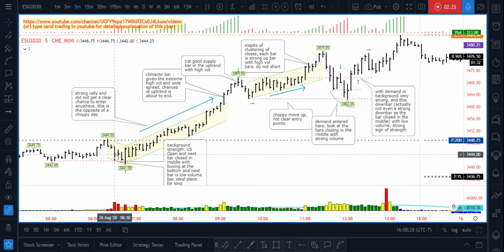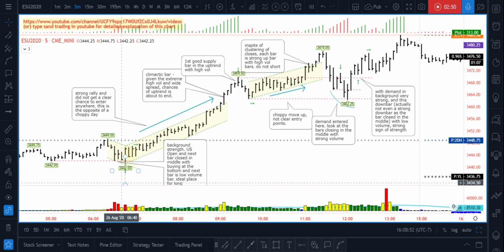So this is the US Open bar, the 6:30 bar, 6:30 Pacific timing. It goes under, tests this area where it has previously held the support area, and then closes in the middle, meaning the demand is there strongly. And the next bar also does the same thing.